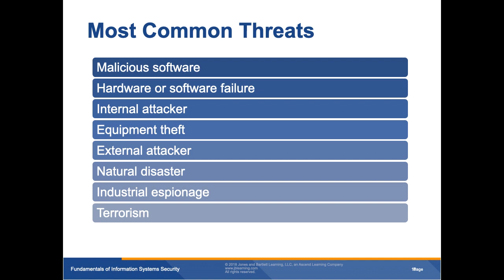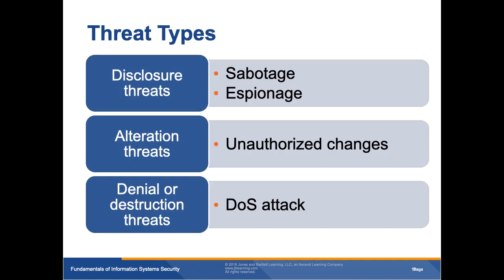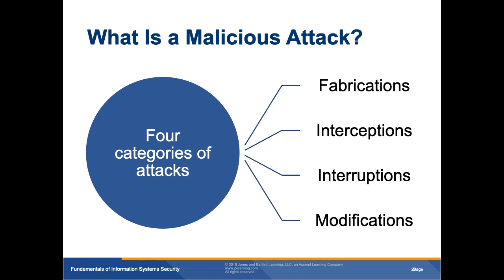Let's see here. Threat types. Disclosure threats, such as sabotage or espionage, threaten to disclose your information, your data. Alteration threats are unauthorized changes, like changing the bank balance. Denial or destructive threats, a DoS attack is an example of that.